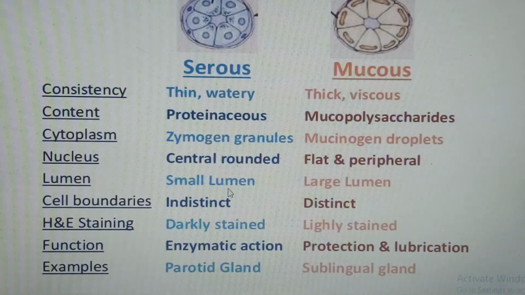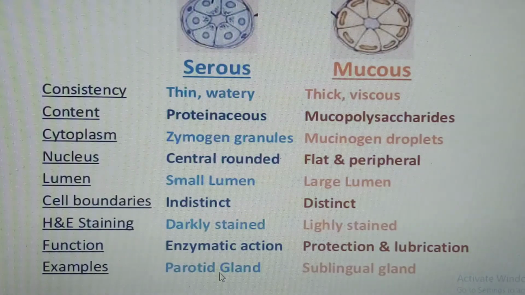Then because the serous acini take up the stain quite intensely, their lumen appears quite small compared to the lumen of the mucous acini, because over here it will be pale, so you might think there's an empty space, but actually it's pale as a result of picking up the stain less intensely in H&E staining. So of course the cell boundaries will be distinct in the case of the mucous acini, but indistinct in the case of serous acini. Then we've said all these things.